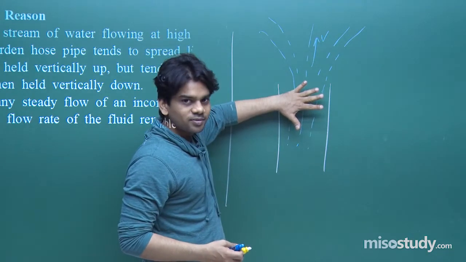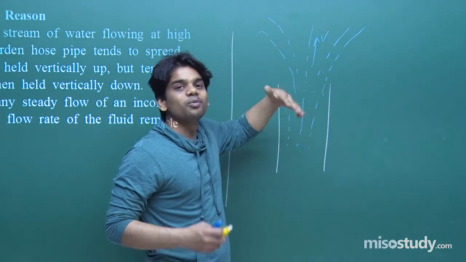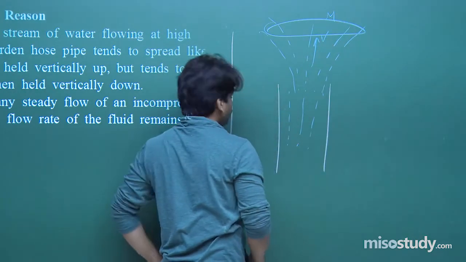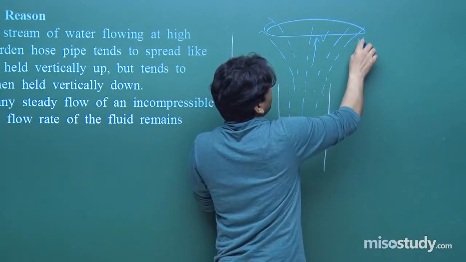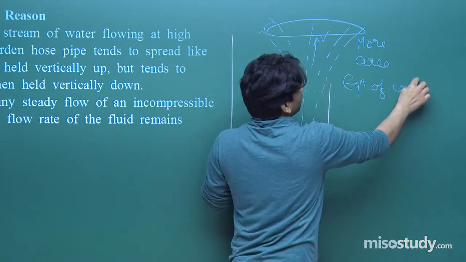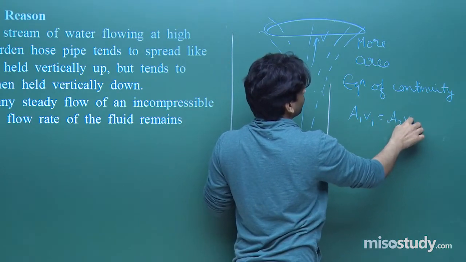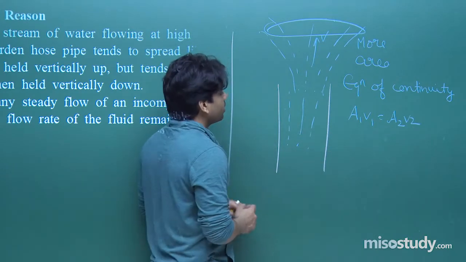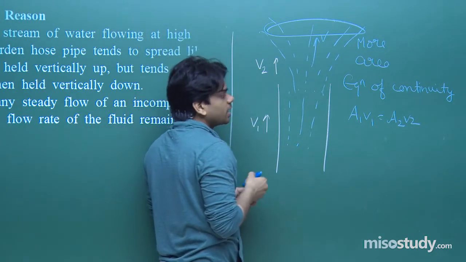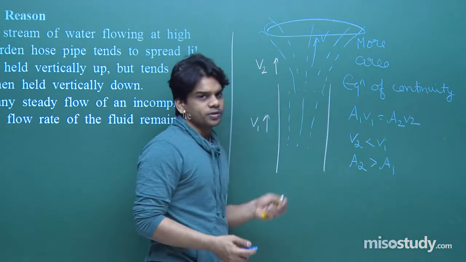The velocity will be higher here, and as it goes, velocity will be reduced. If velocity is reduced, from the equation of continuity, the area will be more. That's why it's occupying more area compared to the area at the lower end. Why? Because of the equation of continuity. Higher the velocity, lesser is the area; lower the velocity, higher is the area. A1 V1 equals A2 V2. If we take velocity here as V2 and velocity here as V1, clearly V2 will be less than V1, hence A2 will be greater than A1. So statement 1 is true.